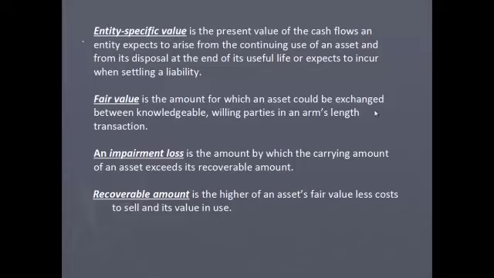Entity specific value is the present value of the cash flows an entity expects to arise from the continuing use of an asset and from its disposal at the end of its useful life, or expects to incur when settling a liability. Fair value is the amount for which an asset could be exchanged between knowledgeable, willing parties in an arm's length transaction. An impairment loss is the amount by which the carrying amount of an asset exceeds its recoverable amount. Recoverable amount is the higher of an asset's fair value less cost to sell and its value in use.